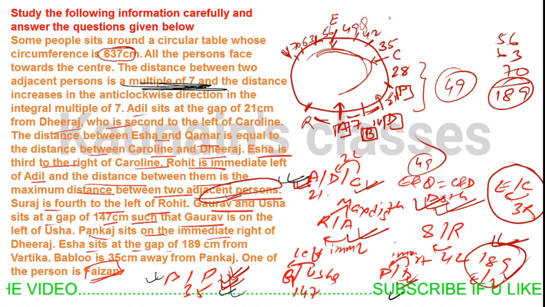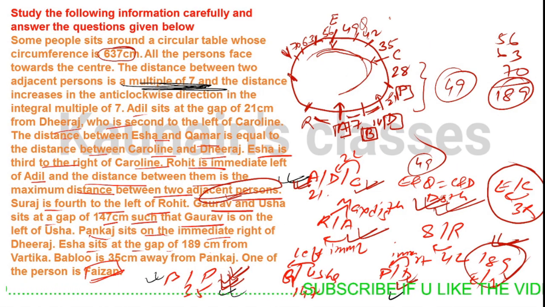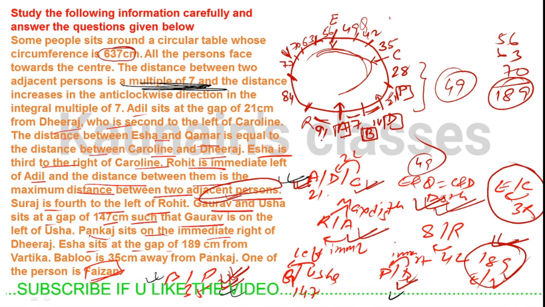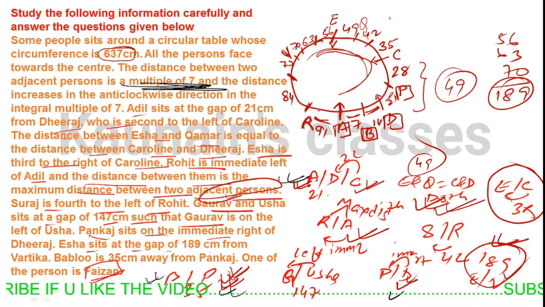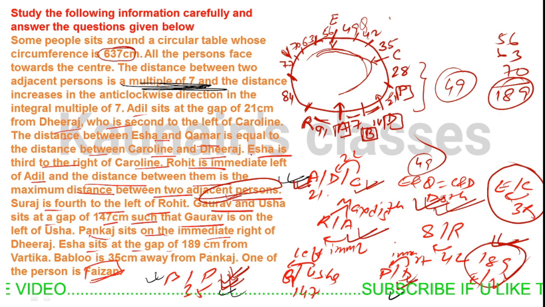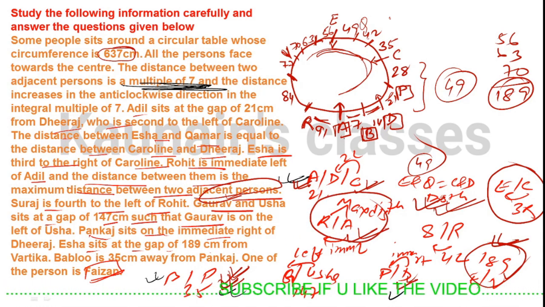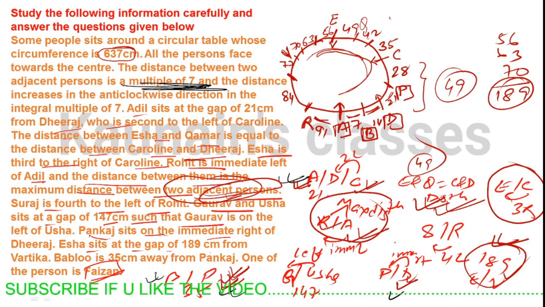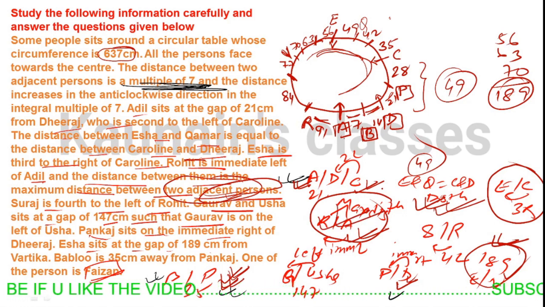Okay, so only 3 more distance. So this is here 77 and this is here 84 and this is here 91. Okay, so the condition is satisfied here that the distance between A and R is the maximum distance between two adjacent persons. The distance between Rohit and Adil is the maximum between two adjacent persons. So this condition is satisfied. So let's move further.